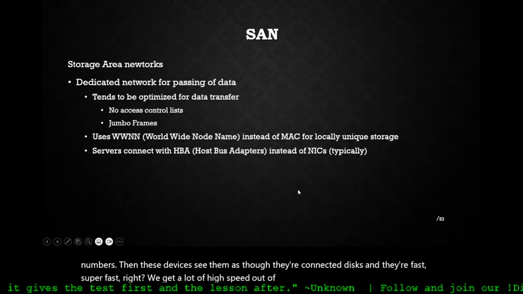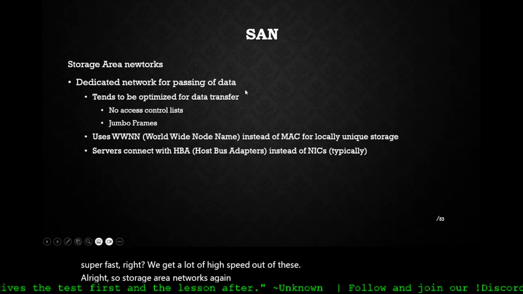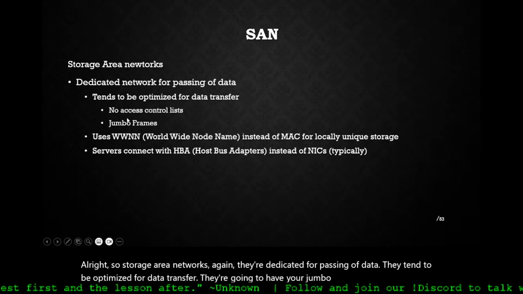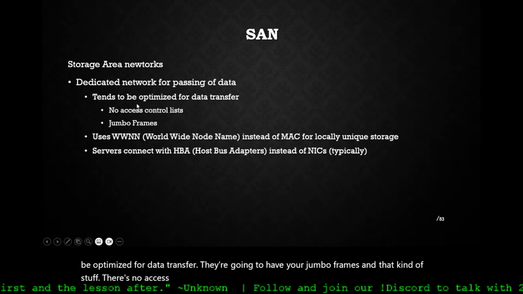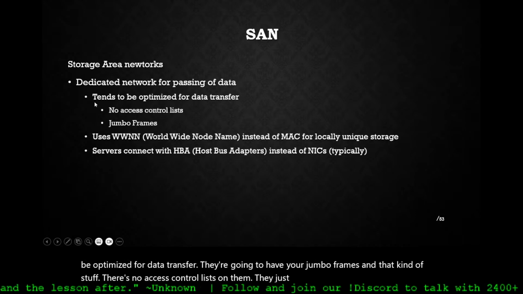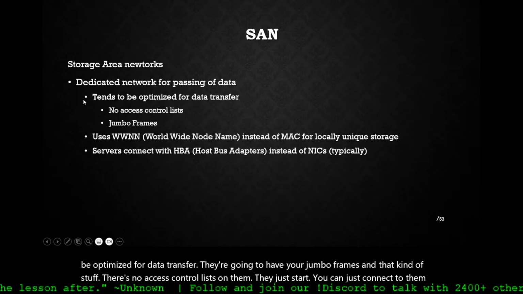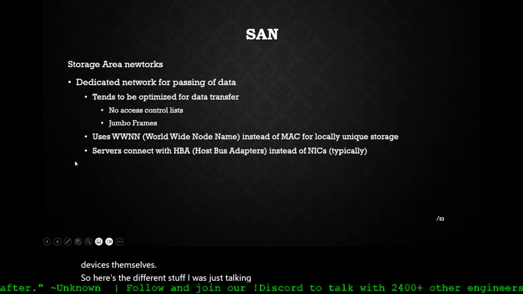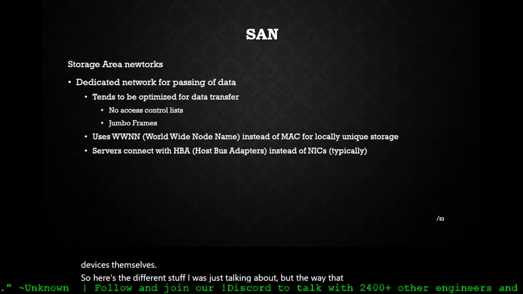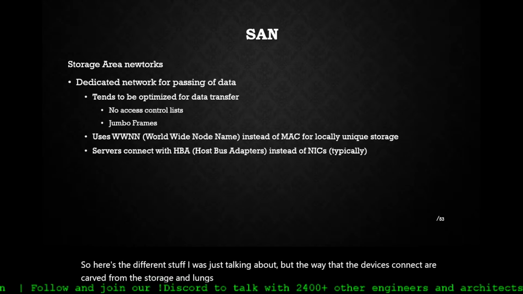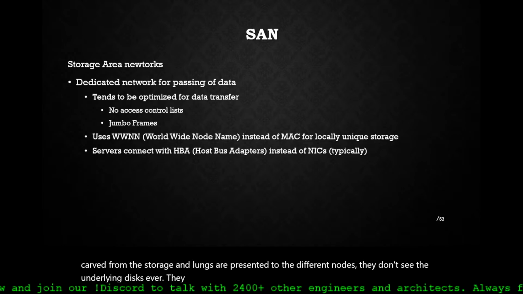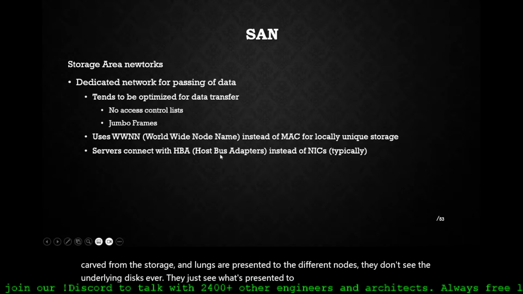All right, so storage area networks, again, they're dedicated for passing of data. They tend to be optimized for data transfer. They're going to have your jumbo frames and that kind of stuff. There's no access control lists on them. You can just connect to them. The devices connect to storage carved up, and LUNs are presented to the different nodes. They don't see the underlying disks ever. They just see what's presented to them. That's an important concept there.